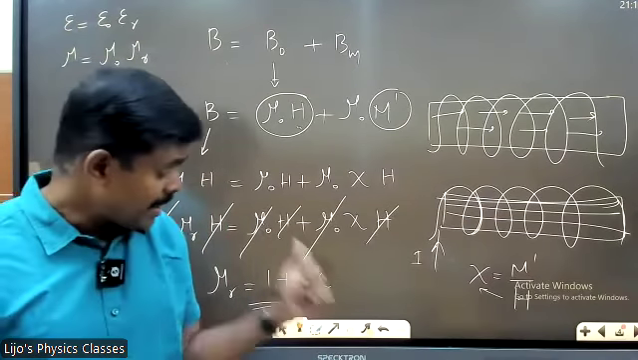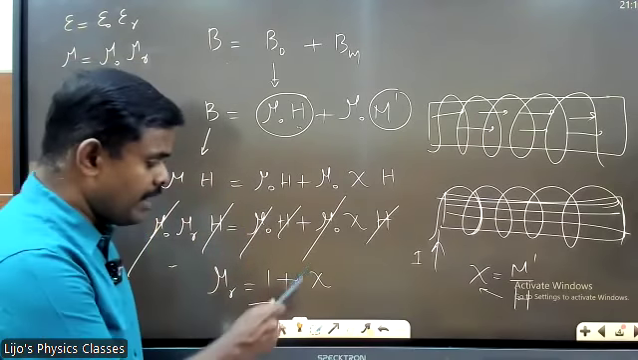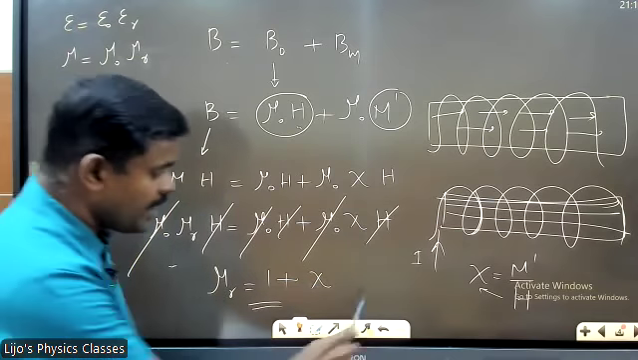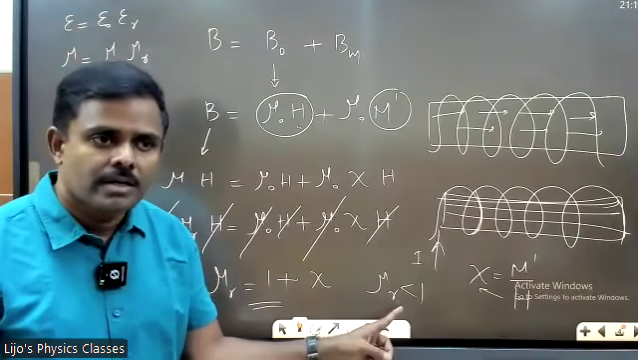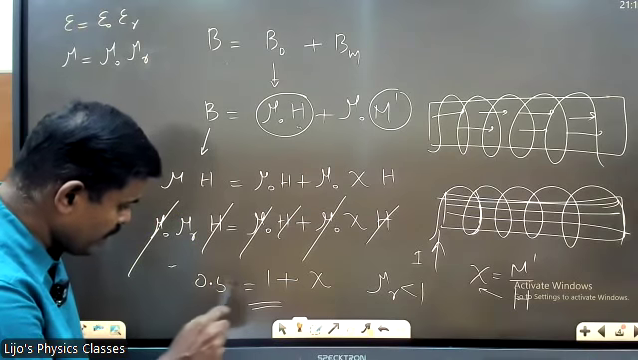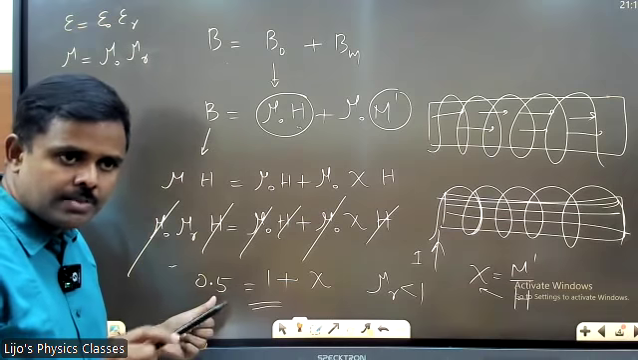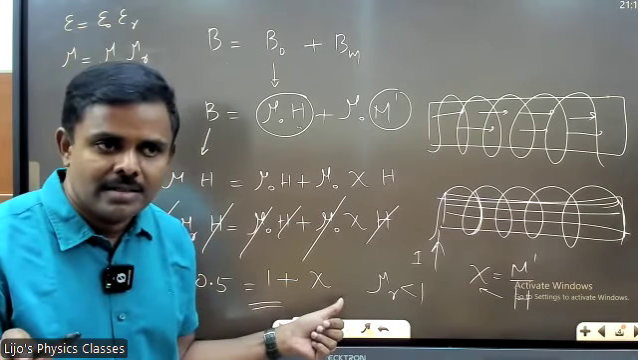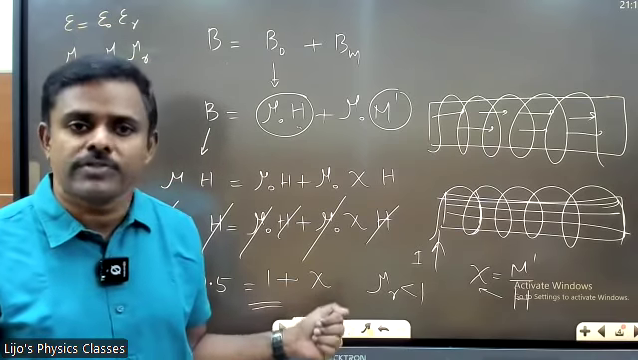Remember one thing. For diamagnetic material, I said chi value is negative, right? So for that, mu r is less than 1. Diamagnetic substance, mu r is less than 1. If it is less than 1, for example, imagine this is 0.5. Get 1 to the left side: 0.5 minus 1, minus 0.5. I had said that chi is negative for dia, right? Correct, I kept my word. So chi is negative for diamagnetic.